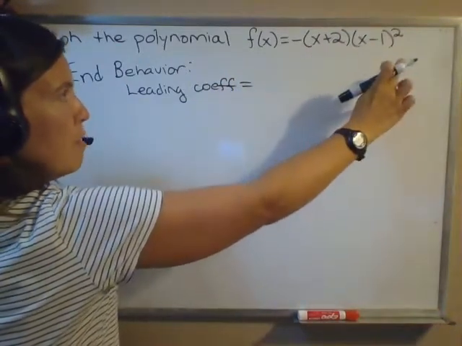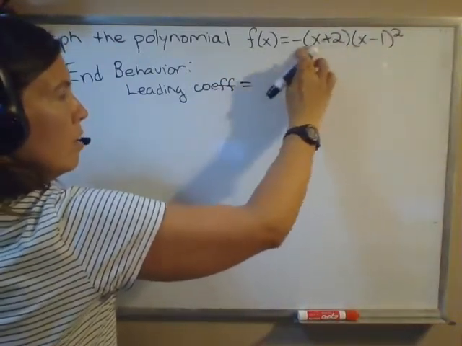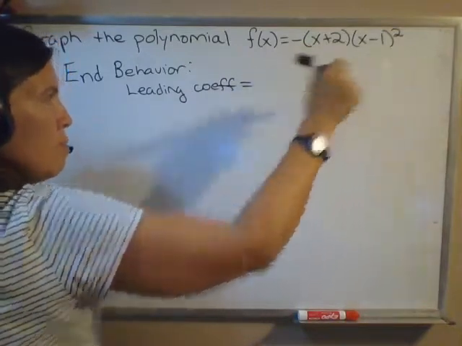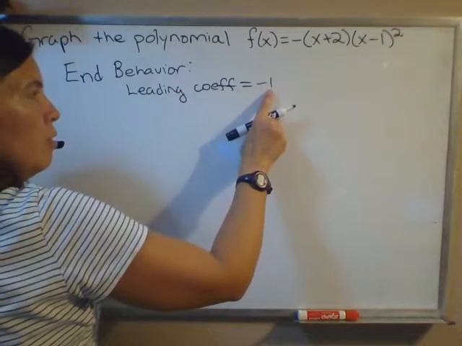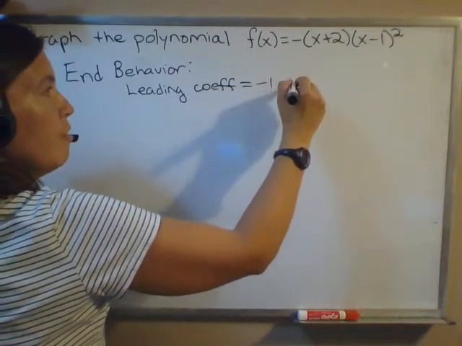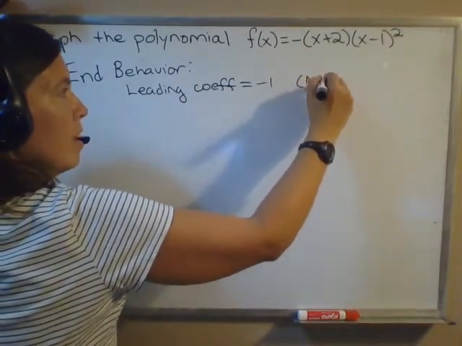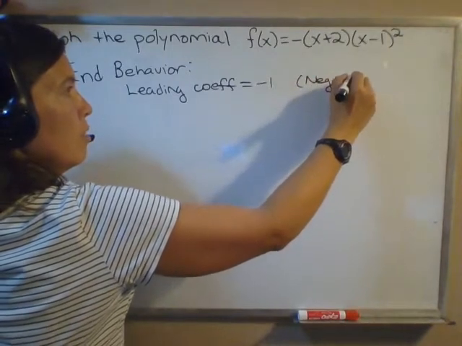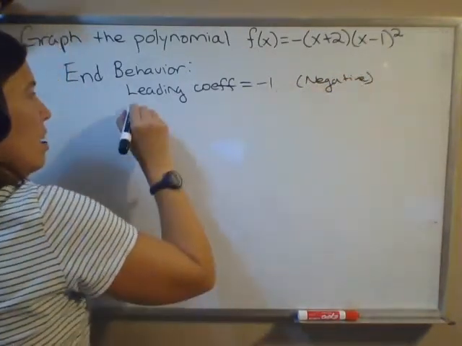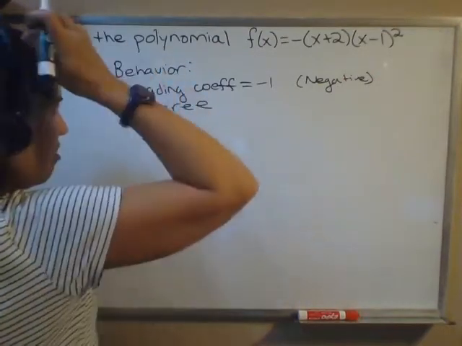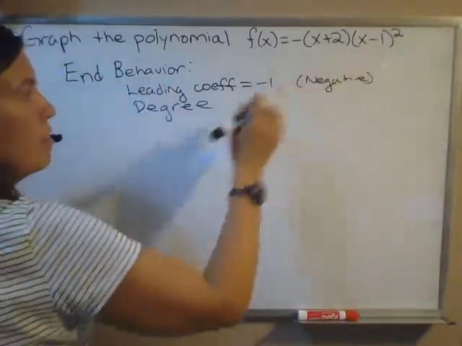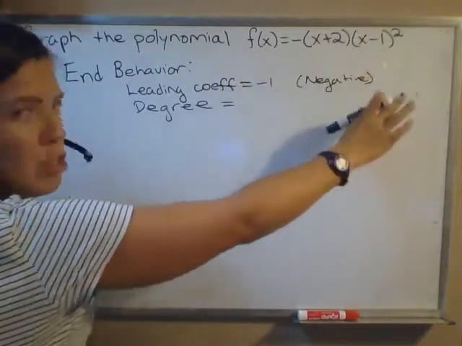So imagine you multiply this whole thing out. You would have negative times some power of x. The important thing about the leading coefficient is the fact that it's negative. That's what we really want to note about the leading coefficient. Also, the degree. And the degree is also a little trickier to find when it's in factored form. Imagine you multiply this thing out.